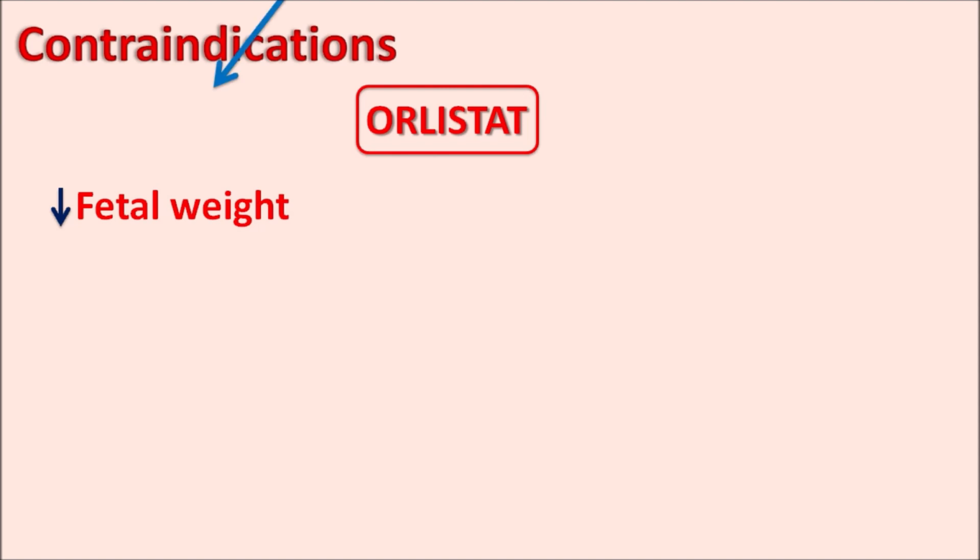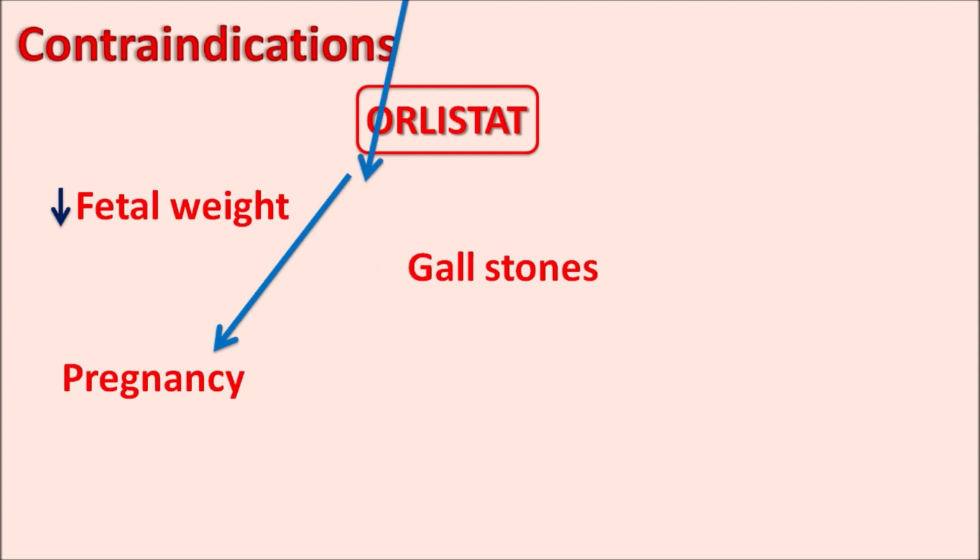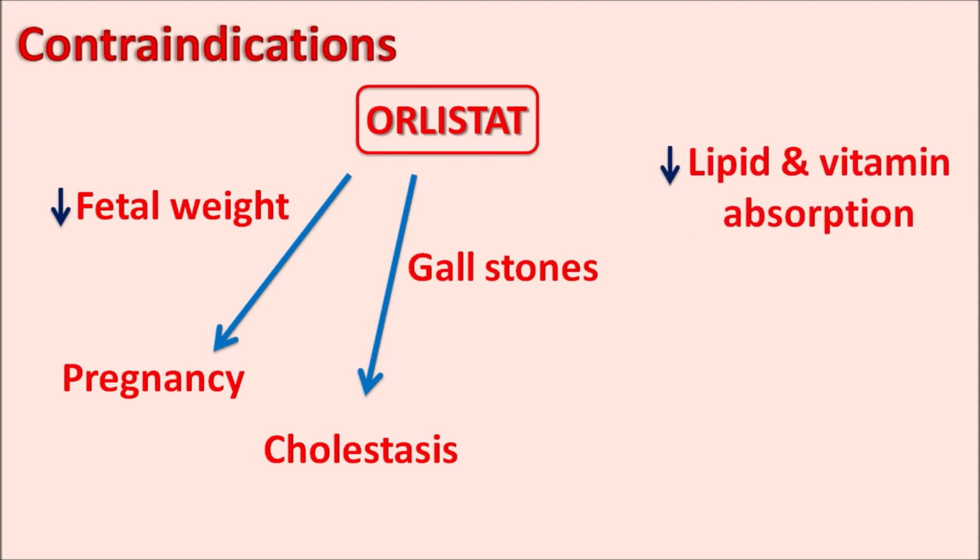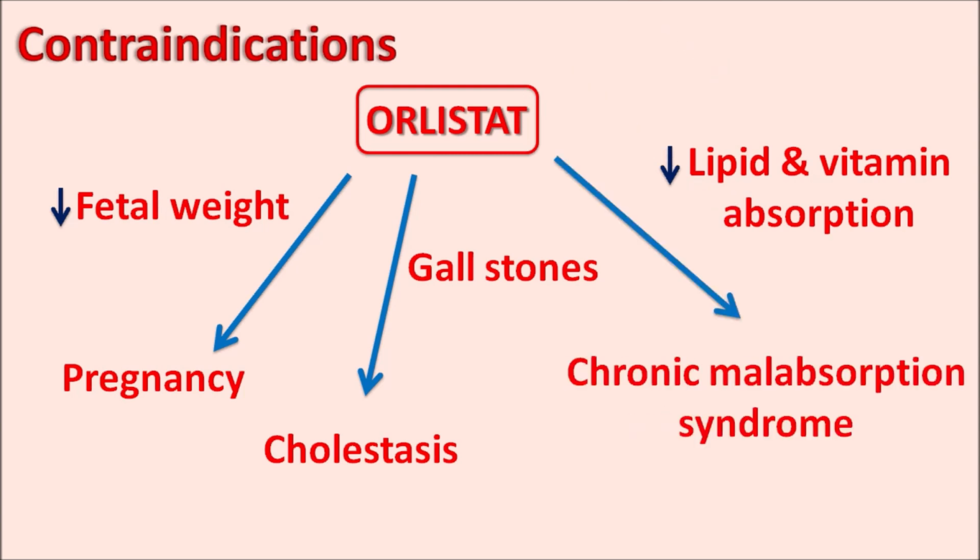What are the contraindications? It can reduce the fetal weight, so it is contraindicated in the pregnant woman. And it can produce gallstones, so it is contraindicated in cholestasis, a disorder associated with obstruction of the bile, because orlistat can further reduce the biliary secretion. And since this drug is going to reduce lipid as well as vitamin absorption, this drug is contraindicated in chronic malabsorption syndrome. In this syndrome, the absorption of many of the vitamins and essential components are reduced. In such conditions, this orlistat should be contraindicated.